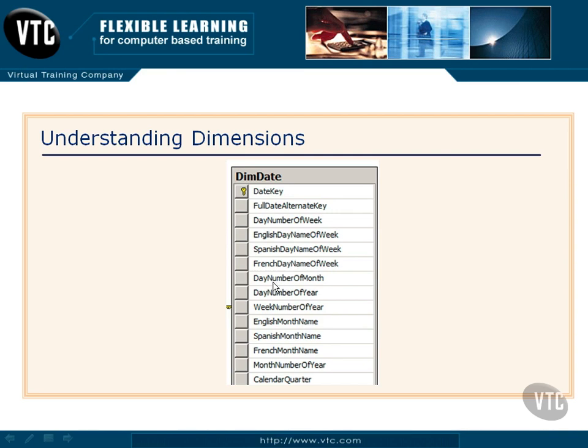And then we have the day number of the month. Is this the 1st, 2nd, 3rd, 4th, 5th, up to as high as the 31st? The day number of the year, and I think it's somewhere like day 321. The week number of the year, the English month name, the Spanish, the French, the month number of the year, the calendar quarter, is this the 1st quarter, 2nd quarter, 3rd quarter?